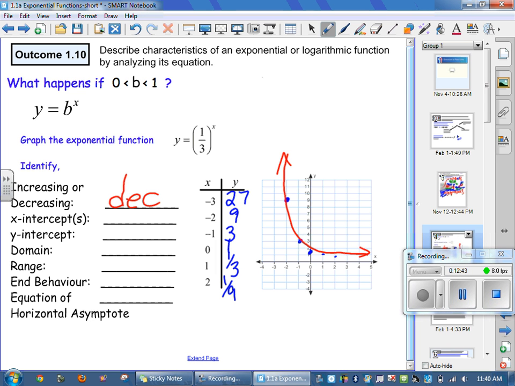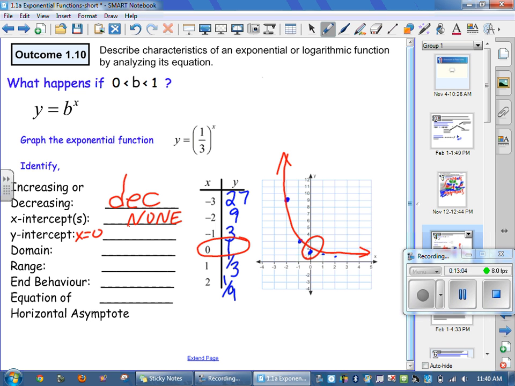My x-intercepts, again, there'll be none. It'll never touch this x line. So there's going to be none. Our y-intercept is where x equals 0. So find x equals 0 either on the graph or on the table of values. We know it's 1. So 0, 1.